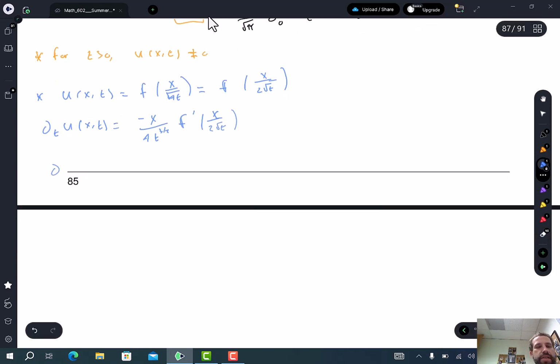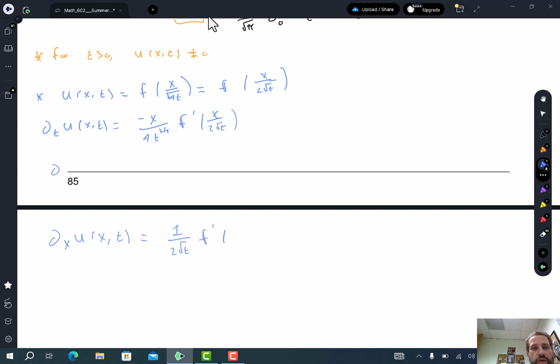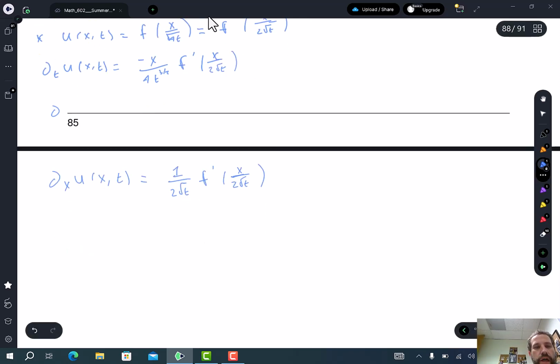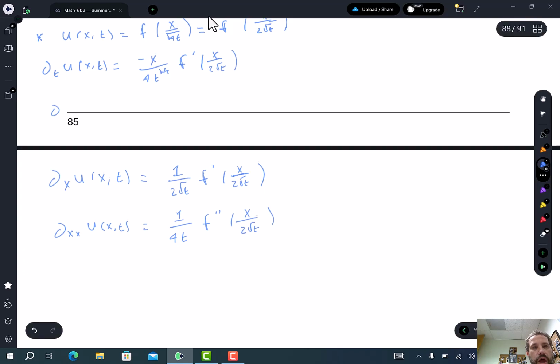Okay, and then the x derivative, now I'll go down to the next page. The x derivative of u. Okay, well, what am I going to get then? Again, it's chain rule, the derivative of the inside. I'm going to have 1 over 2 times the square root of t times f prime of x over 2 times the square root of t. But I need the second derivative, so now I'm going to take the derivative of what I have up there with respect to x. And now we're going to get 1 over 4t times f double prime of x over 2 times the square root of t.